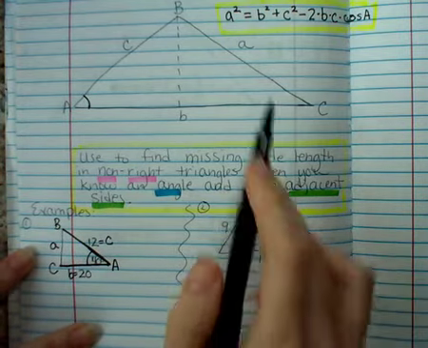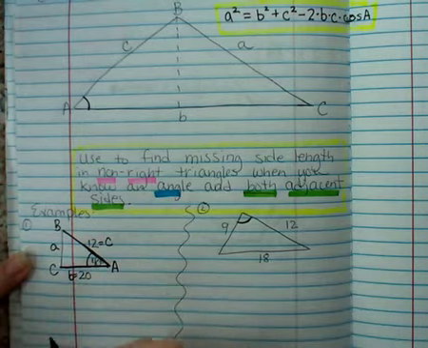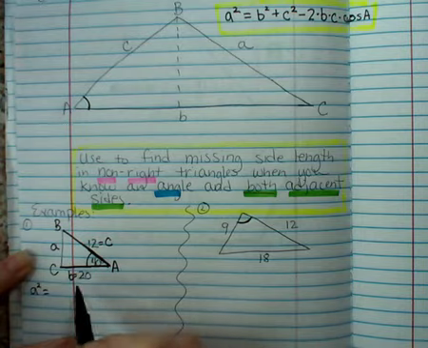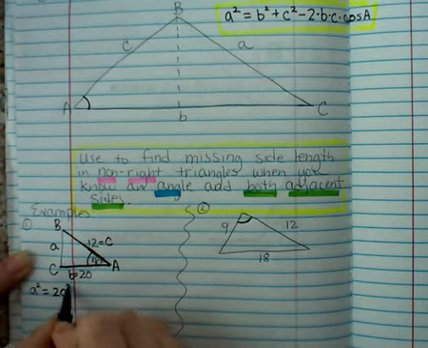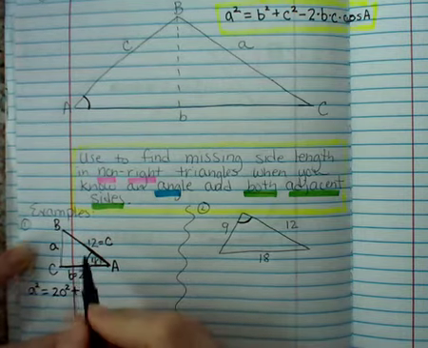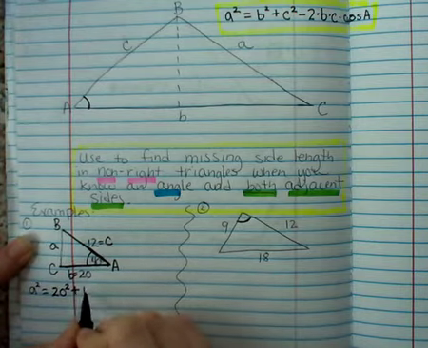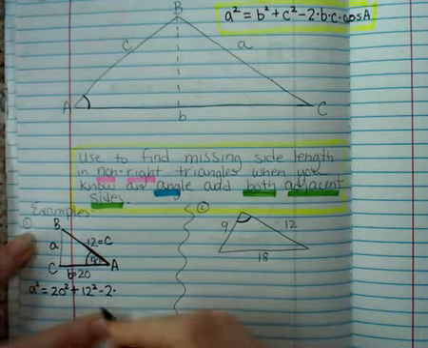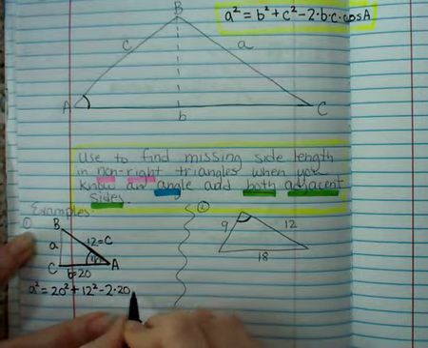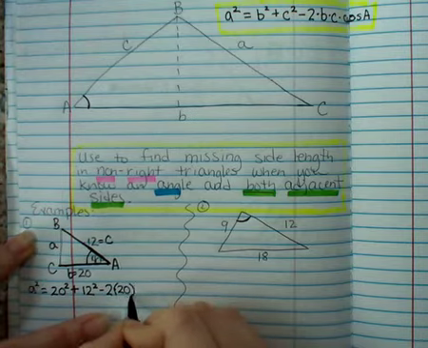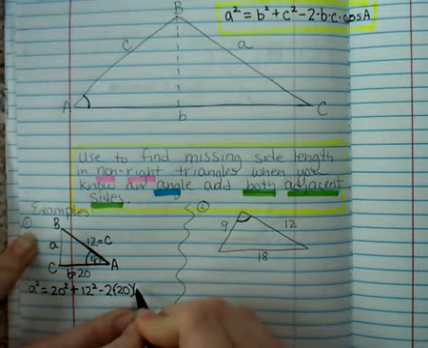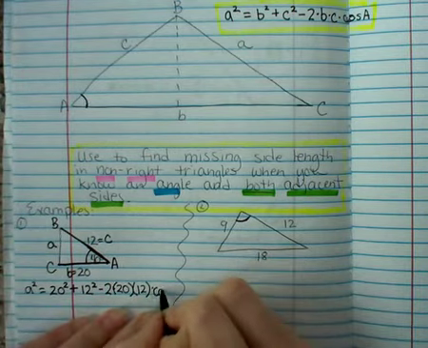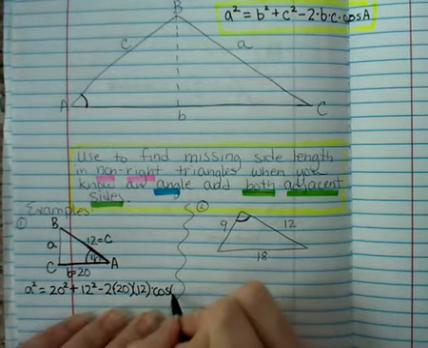So now we can go ahead and fill into our formula. So we have A squared equals B squared, and in this case our B is 20, so we have 20 squared, plus C squared, and C is 12, so we've got 12 squared, minus 2 times B is 20, I'm going to go ahead and put that in parentheses, times C, which is 12, times the cosine of A, and our A is 40 degrees here.